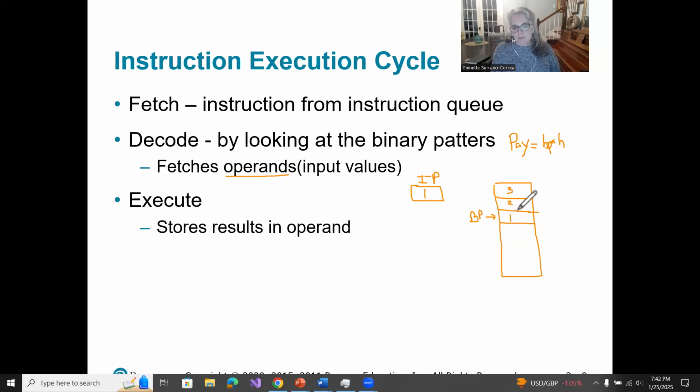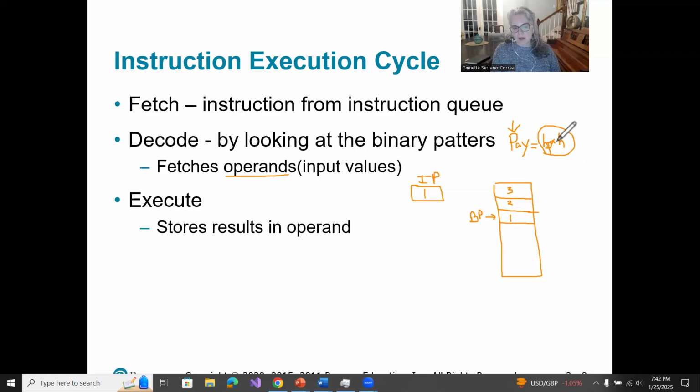So we fetch the instruction from the instruction queue. We decode by looking at binary patterns. We fetch the operands if we have any. So we have 2 input operands and 1 output. This is an output operand. These are input operands. And so we fetch these 2 input operands.